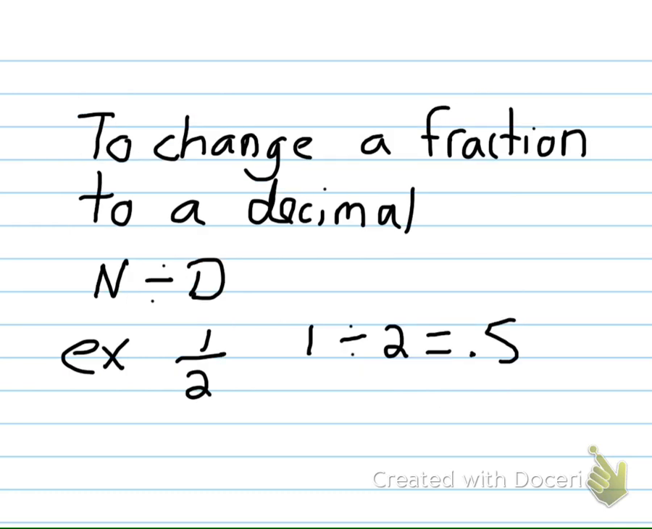To change a fraction to a decimal, you're going to divide the numerator by the denominator. So for instance, if I give you 1/2, you should know that 1/2 is 0.5. But if you wanted to use your calculator, 1 divided by 2 gives you 0.5. Numerator divided by denominator.